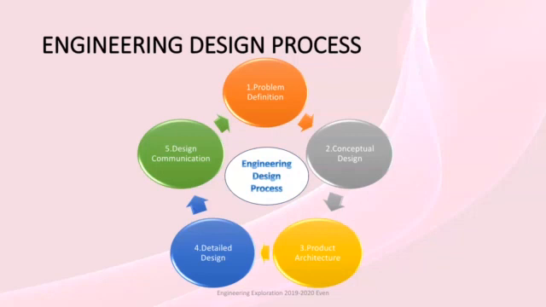Engineering design process consists of 5 steps. Those are problem definition, conceptual design, product architecture, detailed design, and design communication.